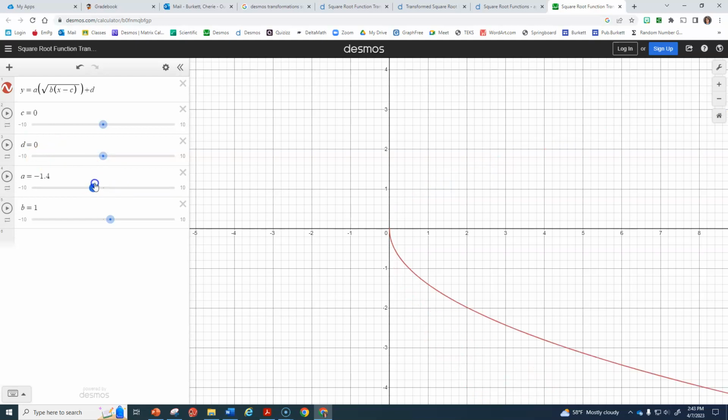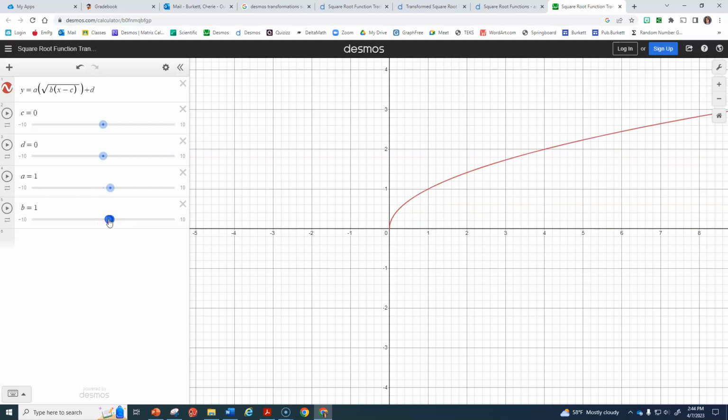If A is negative, you see it reflects it across the x-axis. If A is a decimal, you see the closer the decimal is to 0, it gets closer to the x-axis. If A is bigger than 1, it's moving away from the x-axis. And then B is going to be similar. My A needs to be 1.